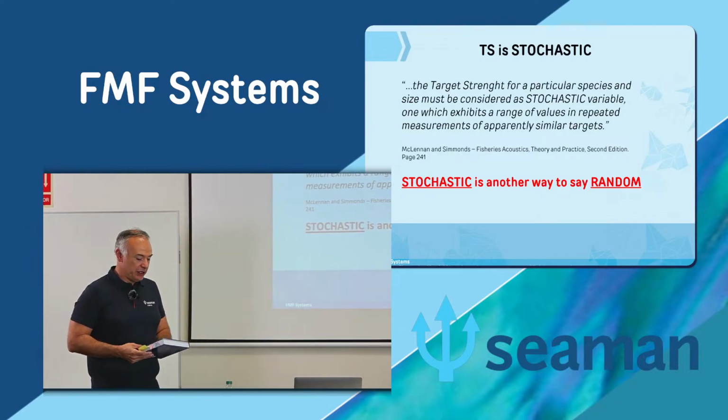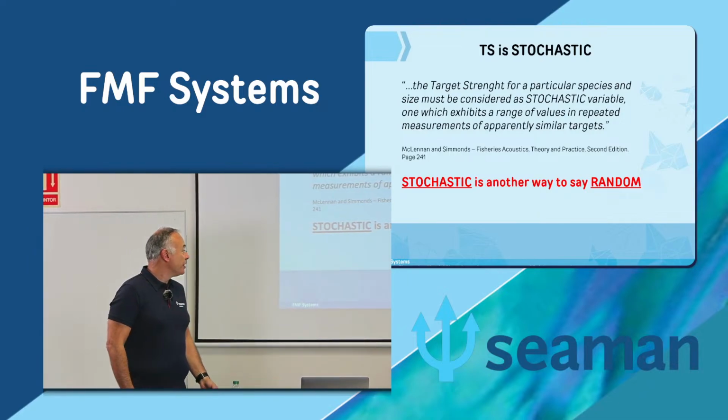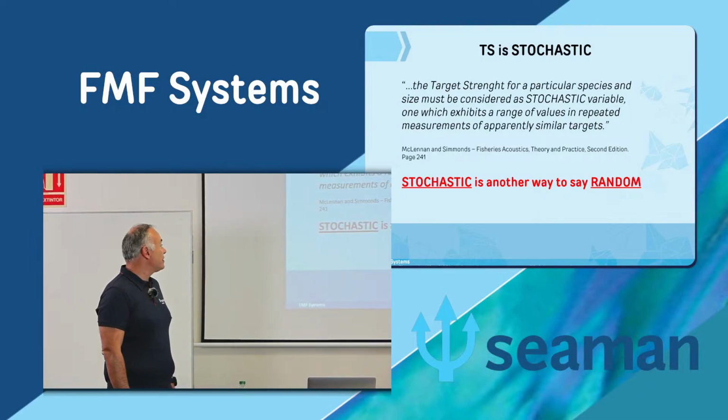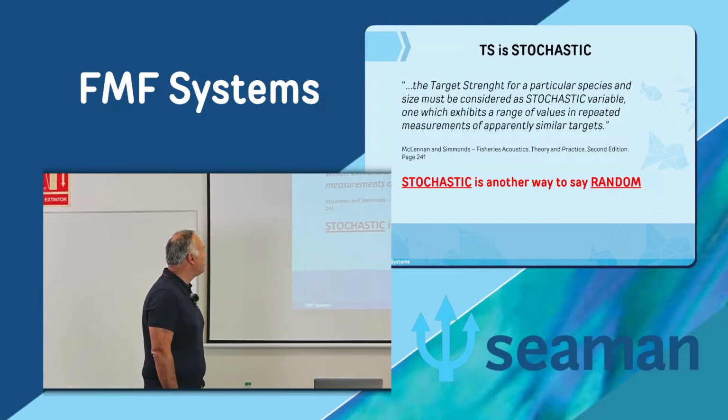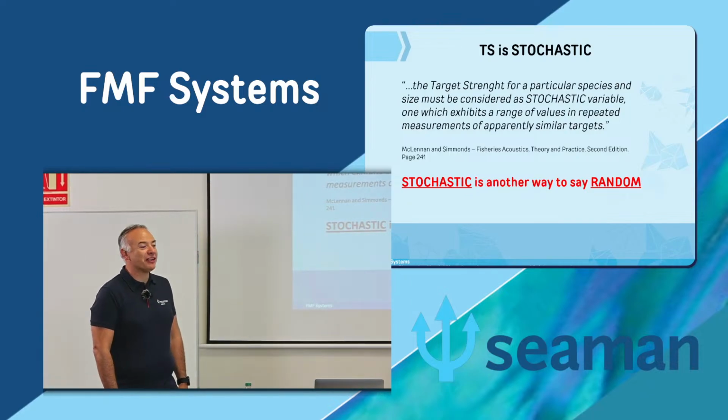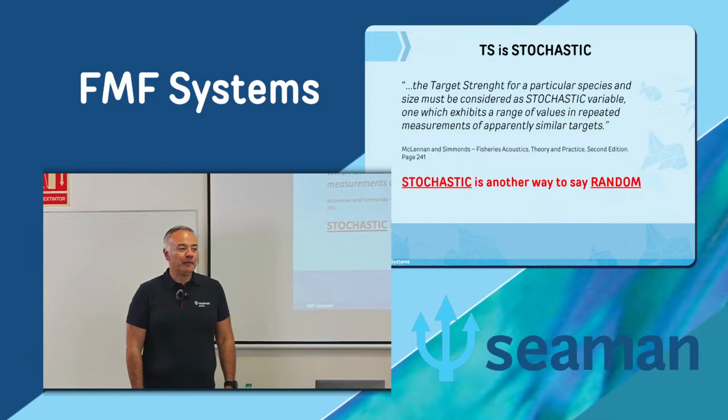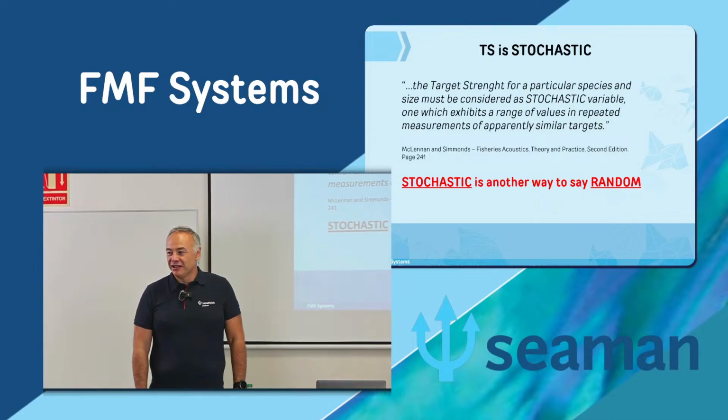So these two authors defined the TS as a stochastic variable. They say one which exhibits a range of values in repeated measurements of apparently similar targets. So this means that it's random.